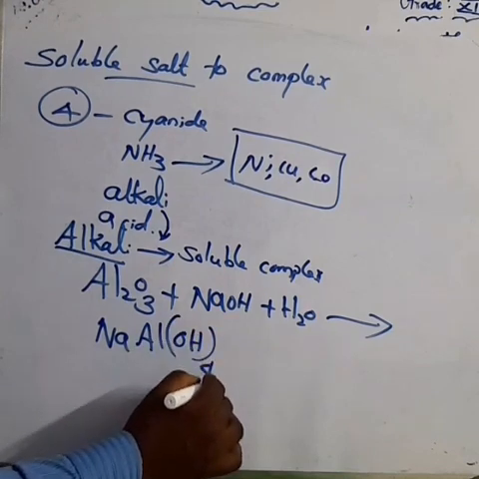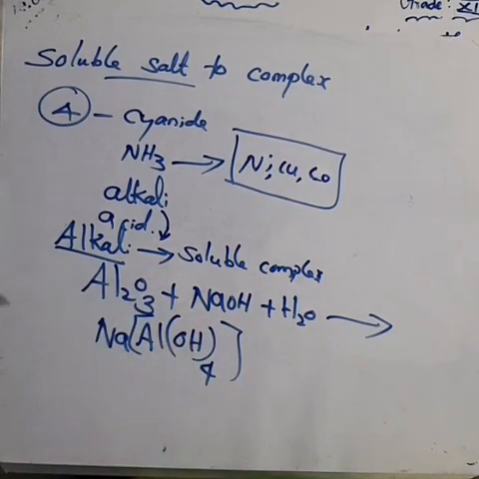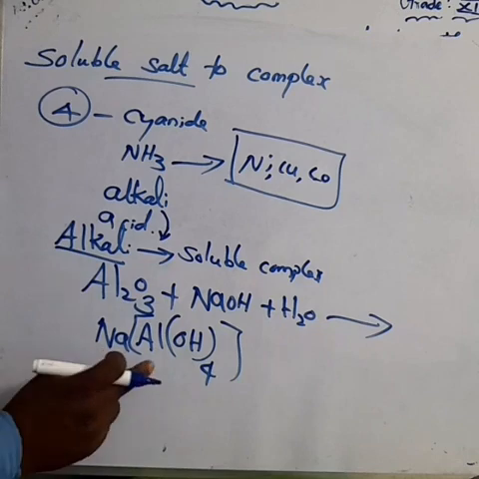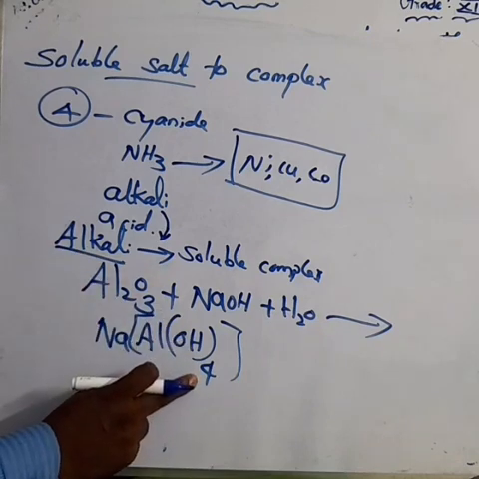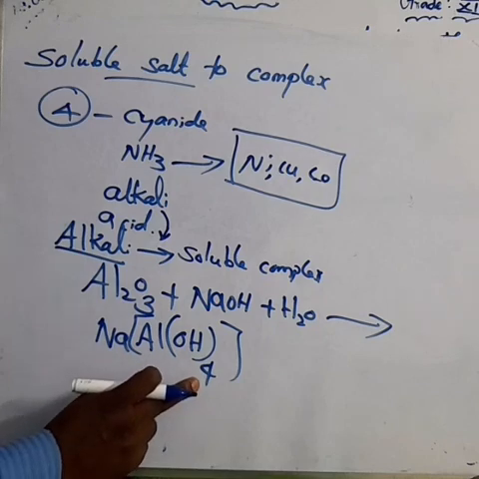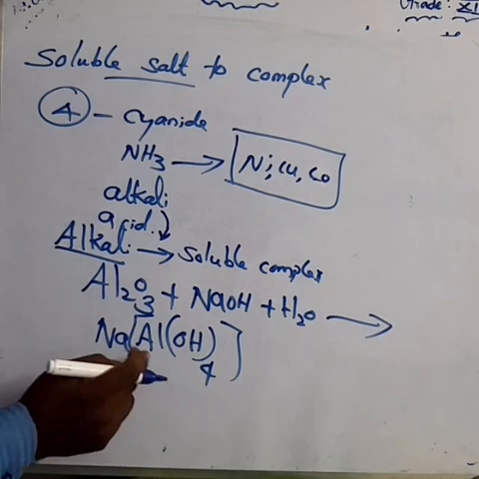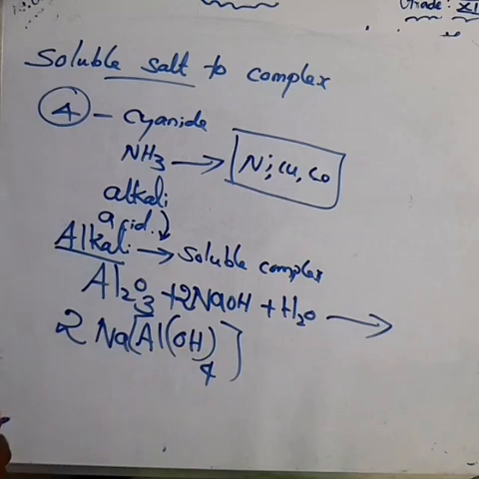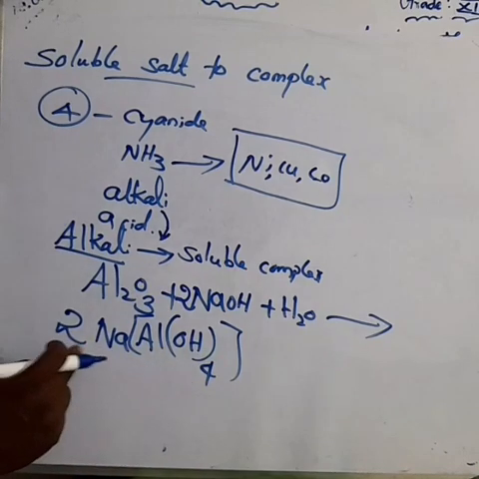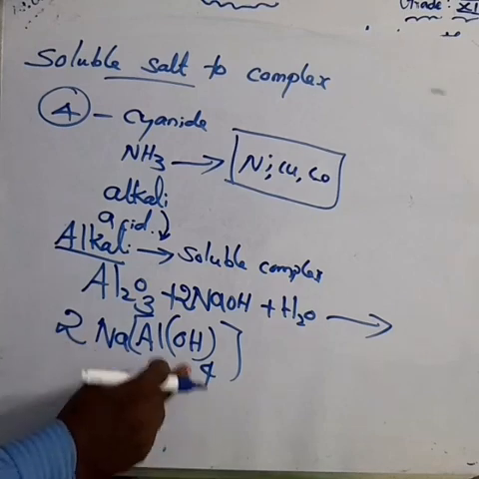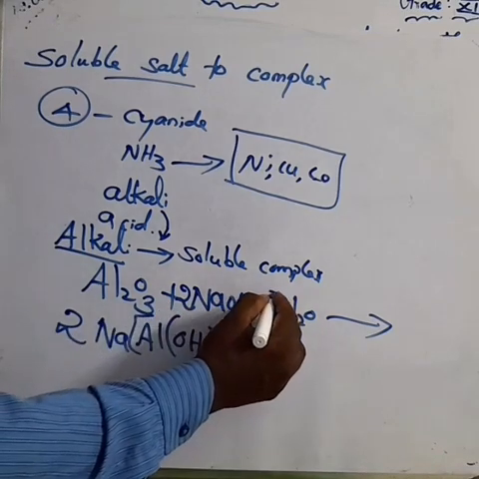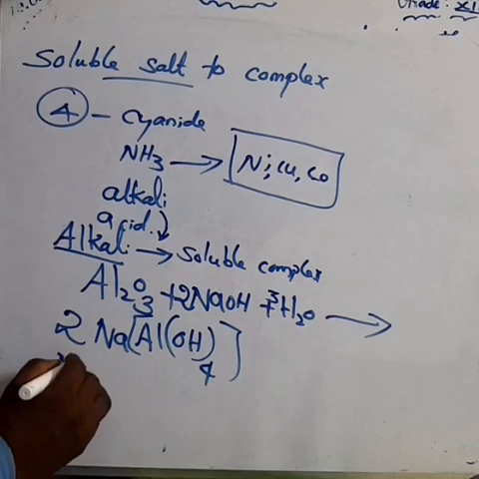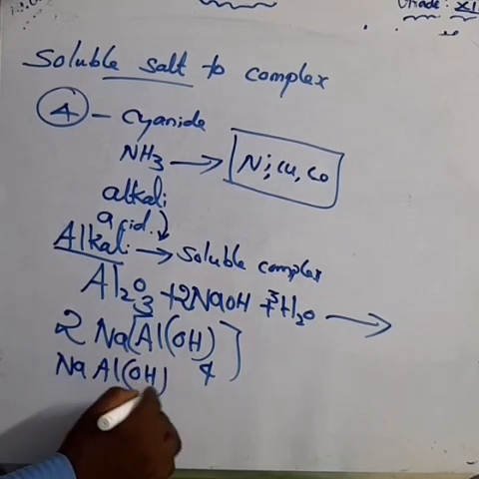We get sodium meta-aluminate. What is the equation? Al2O3 plus NaOH plus water gives NaAl(OH)4. This is the equation. First, how much aluminum is there? 2 aluminum, so make it 2 here. How much sodium is there? 2 sodium, make it 2 here. Then sodium is balanced. How much hydrogen is there? Hydrogen is 4, 2 times is 8, so here also 8. Then 3 into 2 is equal to 6. The equation is balanced.